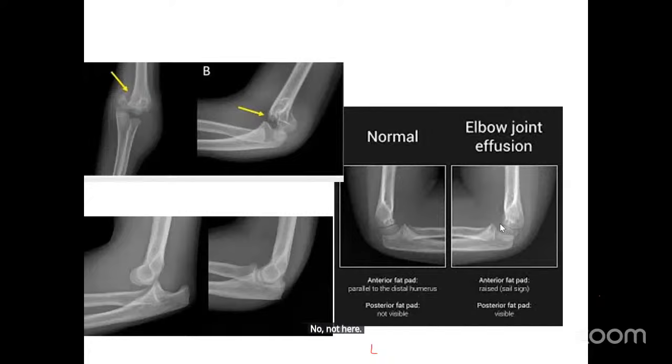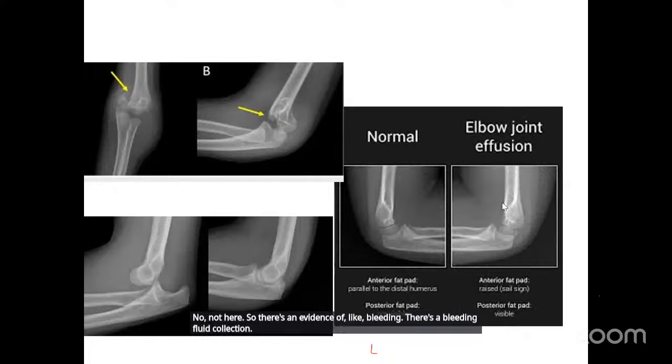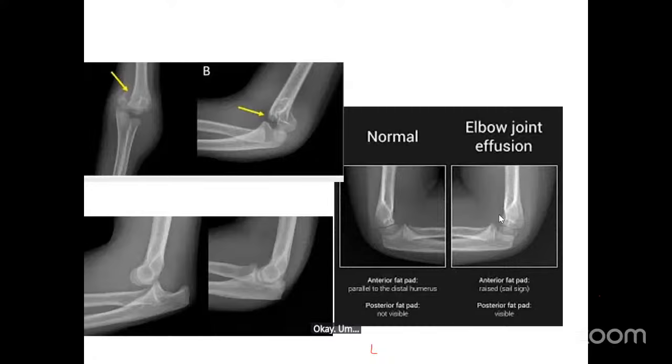So that's evidence of bleeding. There's a bleeding fluid collection. You understand? There's evidence of fluid collection anteriorly. It's very subtle. We call it the sail sign. Okay? We call it the sail sign.